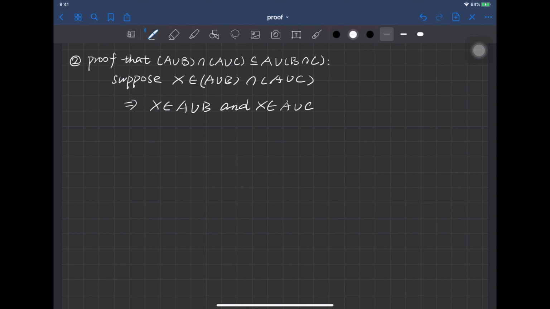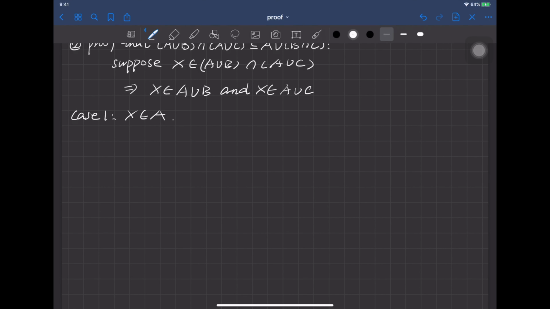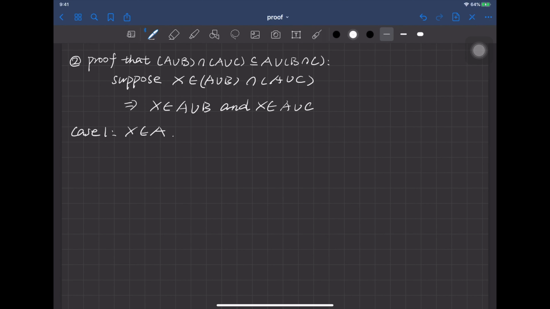Now, let's still consider two cases here. Case 1 is if X is an element of A. Then from the definition of the union, we can immediately get the conclusion: X is an element of A union the intersection of B and C.